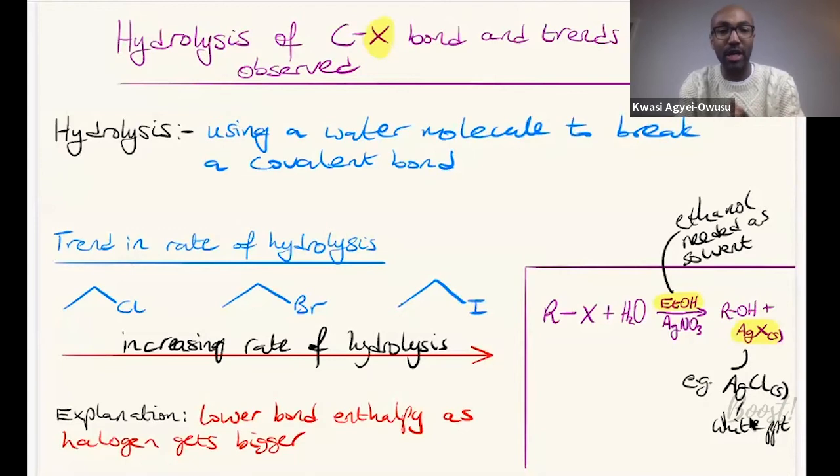If you were trying to tell apart your silver chloride and silver bromide, silver chloride should be formed much faster than your silver bromide precipitate.